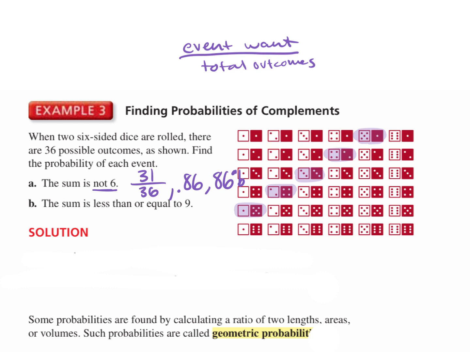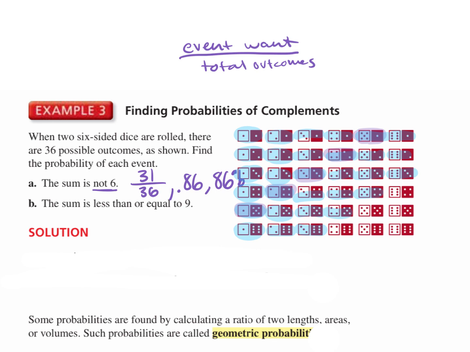For B, we're looking for the probability where the sum is less than or equal to 9. So here I have 2 as the total, so that's less than 9. 3 is less than 9, 4 is less than 9, 5, 6, 7. All of these are less than 9. That would be 8. This one is 9, so we're looking for less than 9 or equal to 9, so that counts. That one would be 9, so we're good there. Not that one. That one is 10.